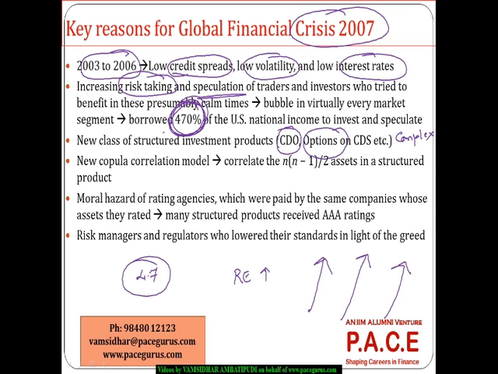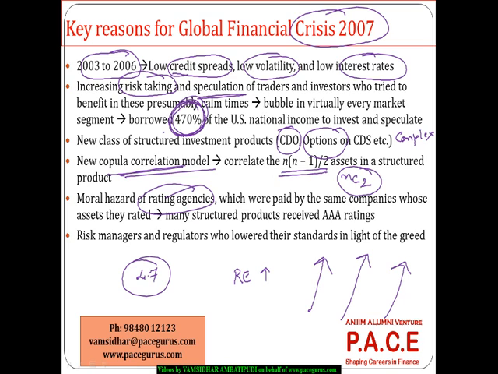And even the Copula correlation model was newly created, where the correlation of all the assets in a structured product is typically computed and used for trading purposes. The rating agencies got into a moral hazard because on one side they are rating a particular CDO, and on the other side they are taking money from the issuer. This conflict of interest resulted in almost all the rating agencies giving a decent AAA rating to all the CDOs, which looked as if they were completely overrated.